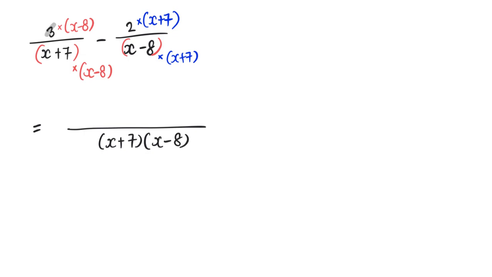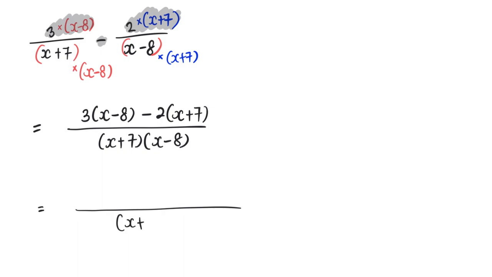And I continue to rewrite the numerator out first. 3 times x minus 8, minus 2 times x plus 7. And then the next step would be for us to expand and simplify the numerator.